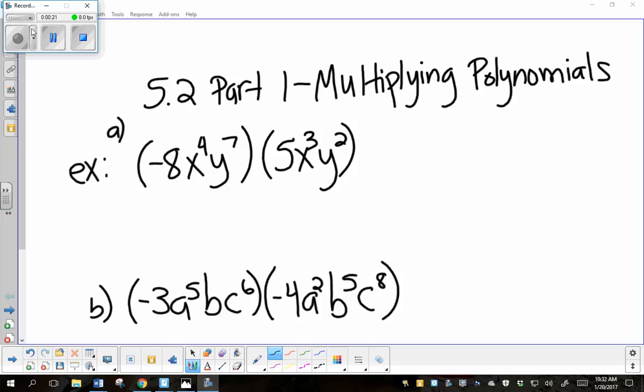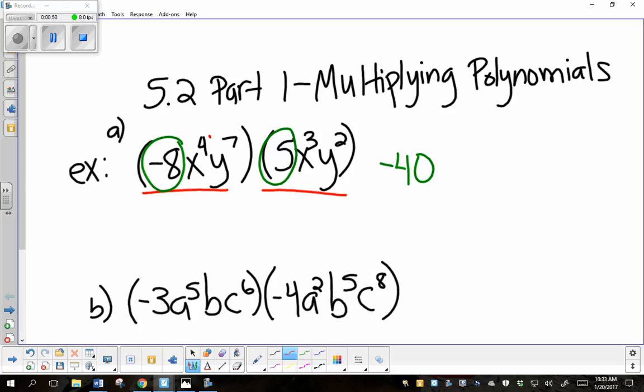So on this first example here, we are multiplying a monomial by a monomial. So each of these two guys that we're multiplying here, they don't have multiple terms. They're each just one term, and this makes it really easy. So what you're going to do when you multiply these is first just multiply the coefficients. So negative 8 times 5 is negative 40. And then work your way through the exponents and the variables.